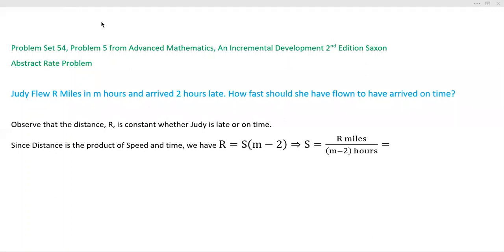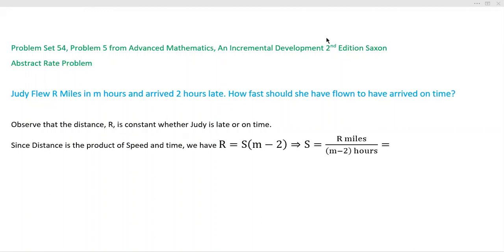This is from problem set 54, and this is advanced mathematics and incremental development. It was a textbook author that didn't like math the way it was taught. In fact, I think he was a military man that failed calculus when it was taught traditionally, so he wrote his own textbooks. Anyway, this is the second edition, and it's what I would call an abstract rate problem.